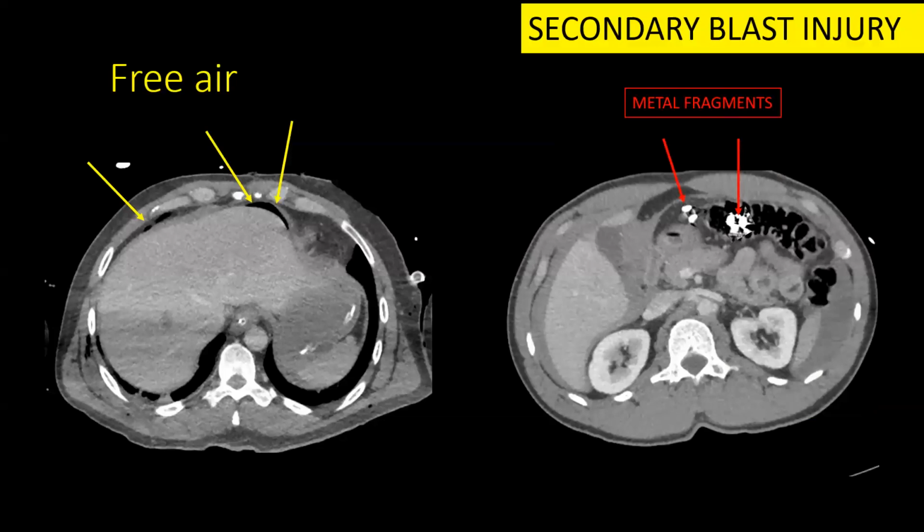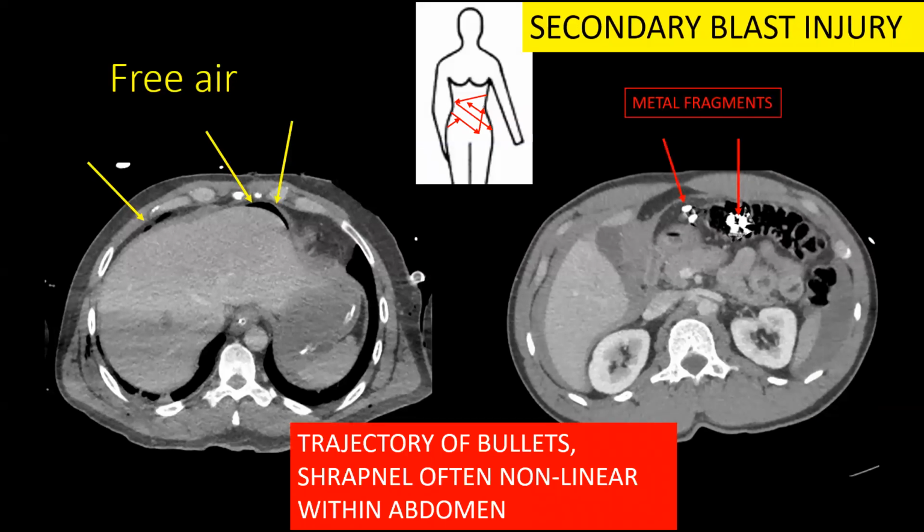You can also identify the metal fragments, but do not spend too long trying to work out the trajectory of these metal fragments, because in this situation, the metal fragments will often ricochet around the peritoneal cavity and cause injury to multiple loops of bowel. And so this patient is going to have a laparotomy. Your job is actually to identify the other injuries that the surgeons may not see so readily. And the same is true for bullets. Again, they will have a ricochet pattern around the abdominal cavity.